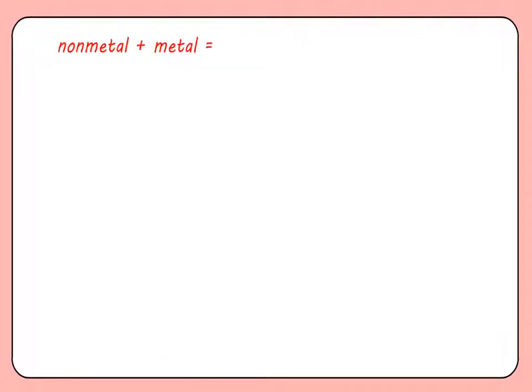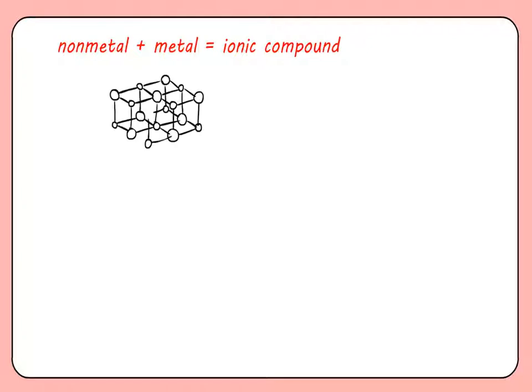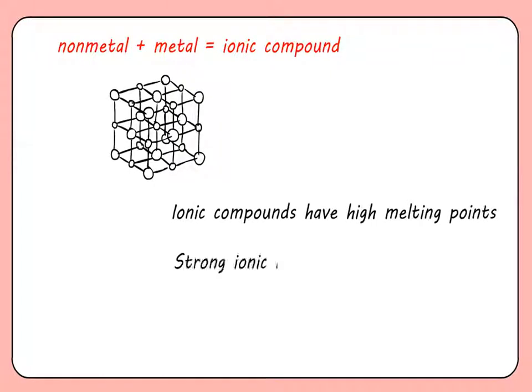When nonmetals and metals bond, they tend to form ionic bonds. Ionic compounds have a giant ionic lattice structure. For example, sodium chloride structure is made up of positively charged sodium ions, which are surrounded by negatively charged chloride ions in a continuous lattice. Ionic compounds have high melting points, since strong ionic bonds need to be overcome to melt them.